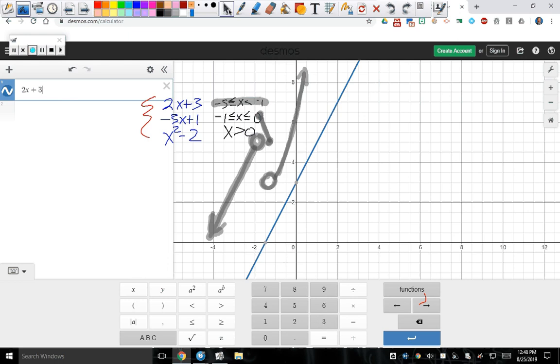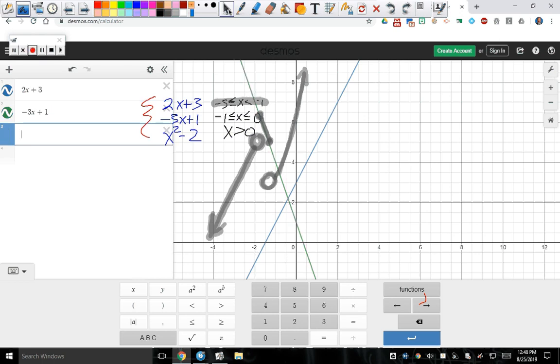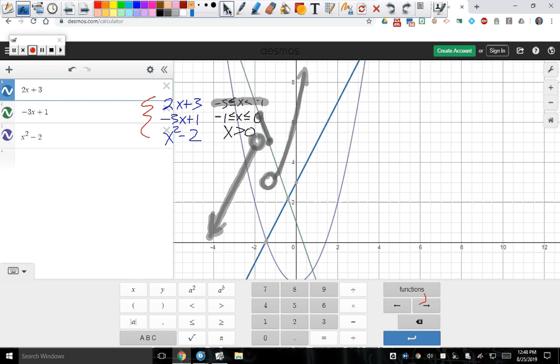We'll restrict it when we go back. We'll have the negative 3x plus 1. And then we'll restrict it when I go back to my computer. And then we'll have x squared, and it's going to be minus 2. All right, so now let me go back to my computer, and I'm going to domain restrict this with those braces symbols. Here we go.